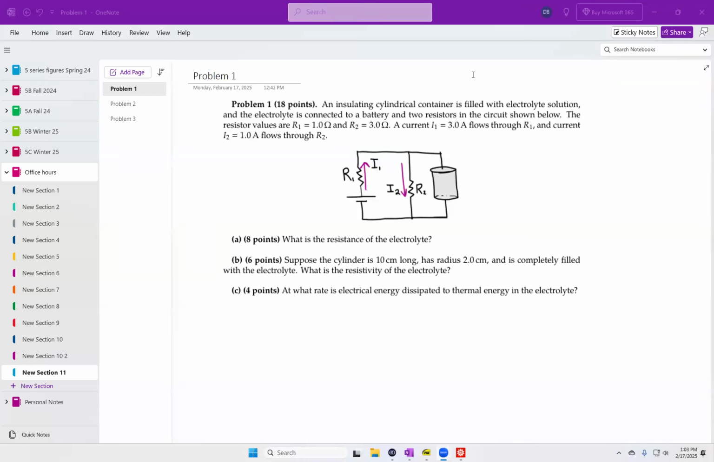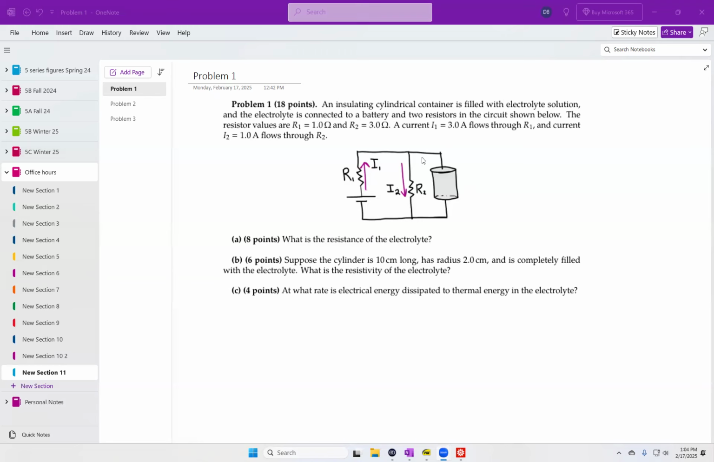So in this problem we have a circuit with a battery and some resistors. Now, the setup of the problem has one of the resistors described as an insulating container with some electrolyte solution. So we have some sort of conducting fluid, but we can still just treat this as a resistor. And that's connected to the circuit with a battery and with these two resistors. And we're given the resistance of the two resistors, and we're given the current through each resistor. We want to calculate first of all, the resistance of the electrolyte.